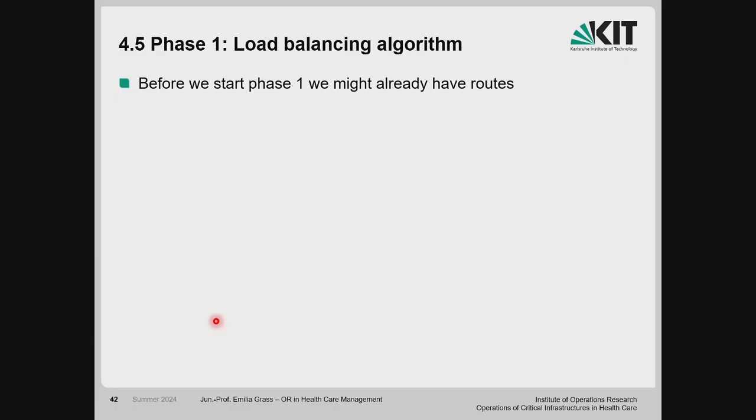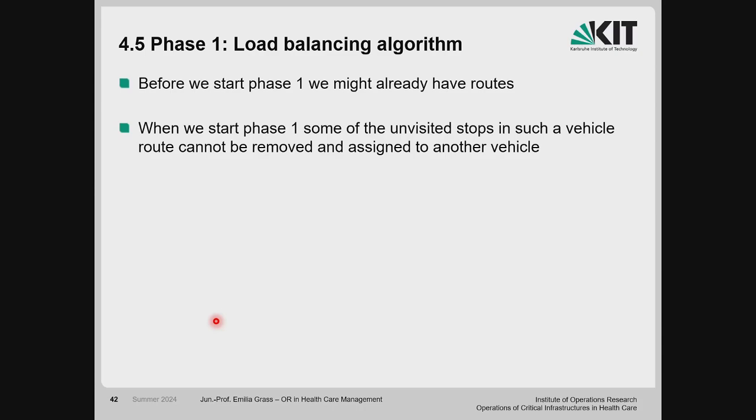It means that maybe you already have a route because it's 11 a.m. and you already have some feasible route from 8, 9, 10 a.m. So you already have a constructed route. And when we start phase 1, some of the unvisited stops in such a vehicle route cannot be removed. We cannot throw some patients out of the vehicle because we have a better plan. So this is not possible, and therefore we have to respect the previous schedule.